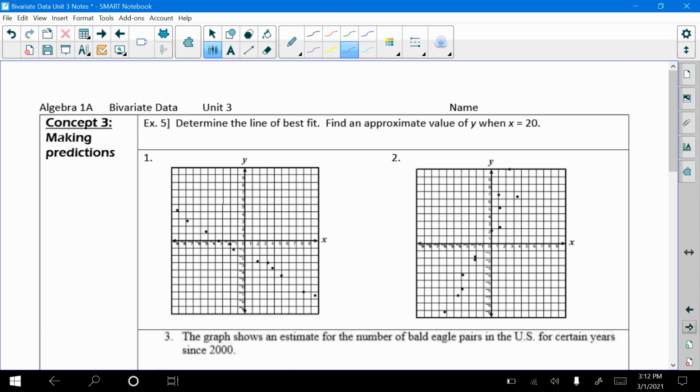Okay, then we have concept 3. I'm going to pause and we'll do concept 3 on a separate video.